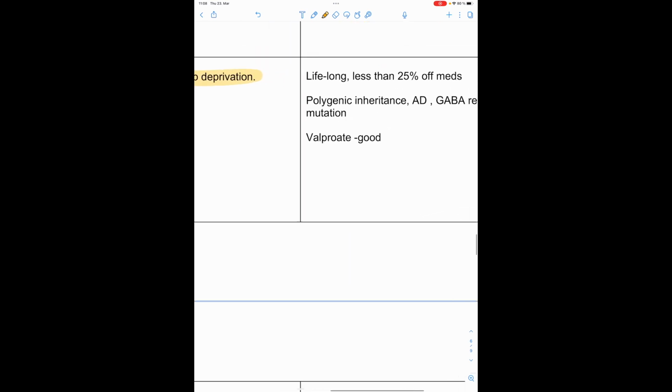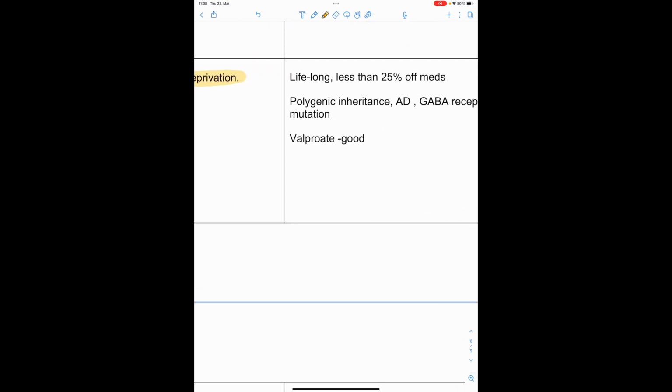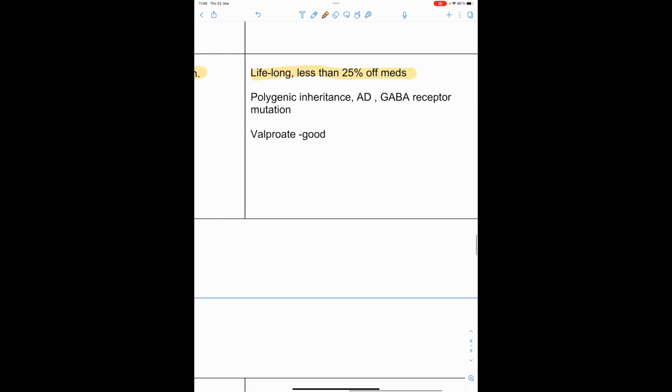They are precipitated by alcohol, light, and sleep deprivation. Onset is 12 to 18 years of age. They are lifelong. Less than 25% of patients are off meds. Most of them require medication lifelong. Polygenic inheritance, autosomal dominant, and GABA receptor mutation are thought to be associated, and valproate has a good response.